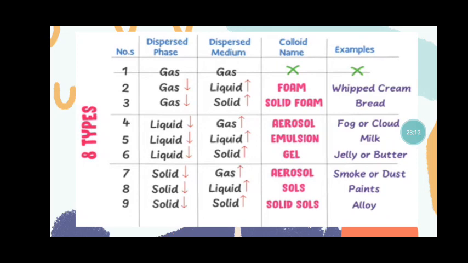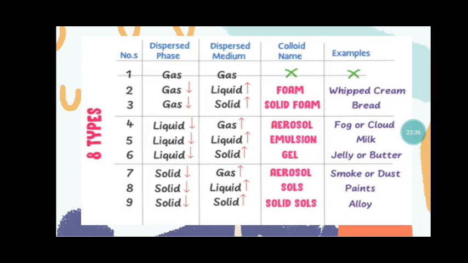So, next, mababa ang portion ng liquid at mataas ang portion ng solid. Ano ang mangyayari? It will form a gel. Example ng gel is jelly or butter. Nandyan yung mga jelly A's, nandyan yung gelatin, papasok dyan. Next, paano naman sa solid? So, dito naman, nagre-represent yung solid. Yung dispersed phase is solid.